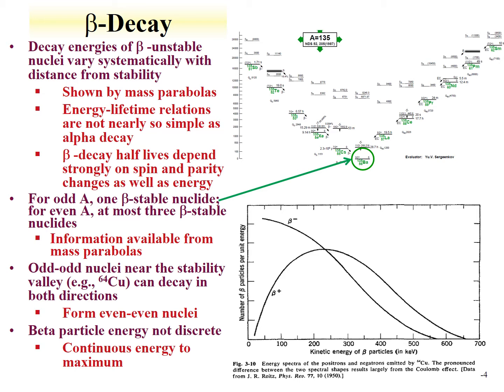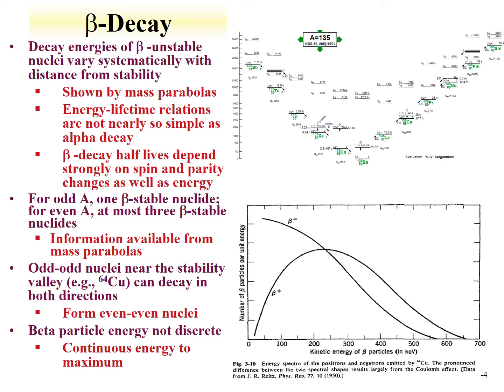However, for even A, you can have up to 3 beta stable nuclei, and you can evaluate this by inspection from the chart of the nuclides. Some odd nuclei near the stability valley, for example, copper-64, can decay in both directions. As we see with copper-64, it has a beta minus and a beta plus positron emission. So both these form even nuclei. That's one of the reasons that you can drive this stability.